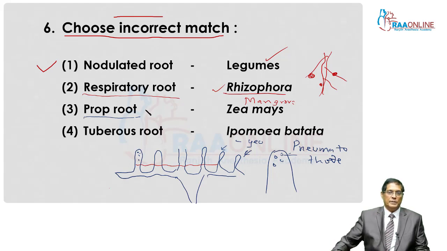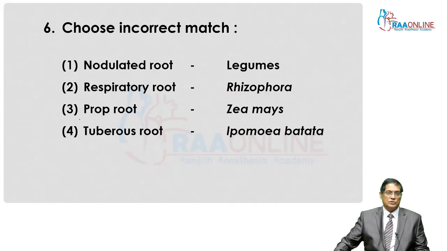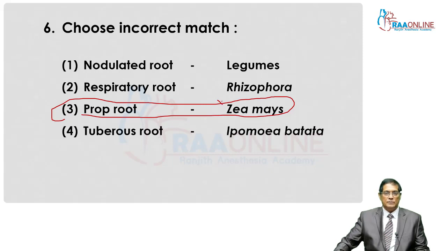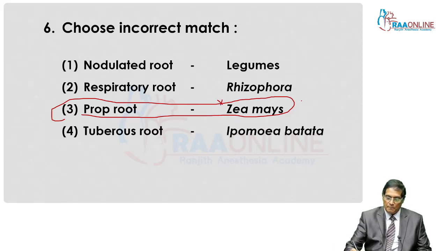Prop roots are seen in banyan. That's why this is wrongly matched. This is wrongly matched actually here. See this one, so the answer is here. Prop roots are found in banyan, not in maize.